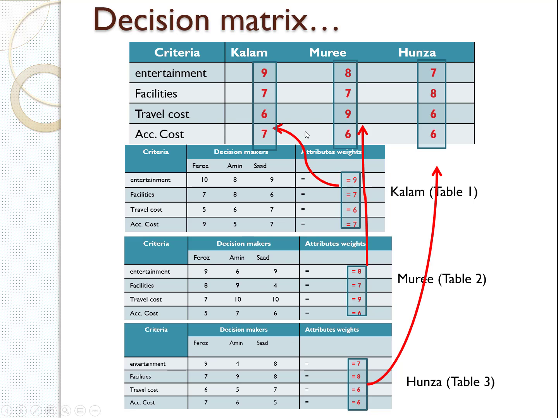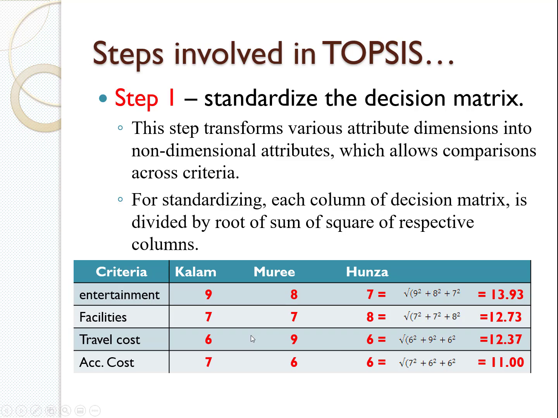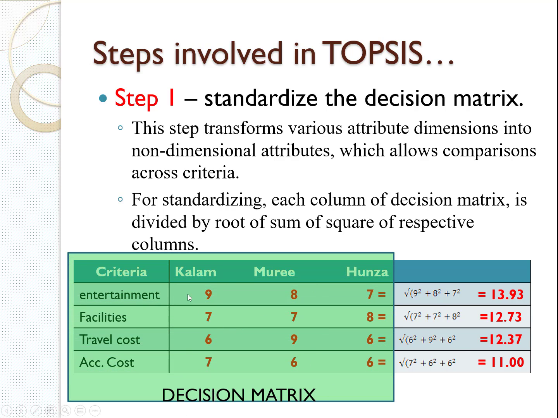So basically this is our decision matrix. What we will do in the next step, for standardizing, each column of the decision matrix is divided by the root of the sum of squares of the respective column. So for this column, 9 squared plus 8 squared plus 7 squared, and take the square root. We are now doing standardization. When you take the squares, you will get this. Similarly for facilities, the squares of these, 6 squared plus 9 squared plus 6 squared, and taking the square root. When you do this, it is called standardized weights.